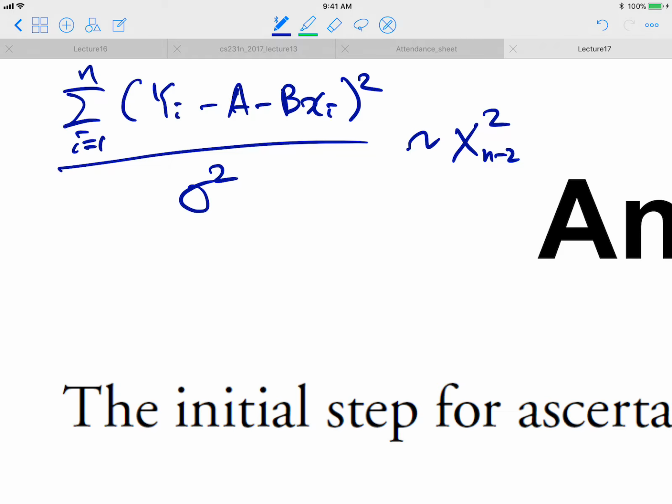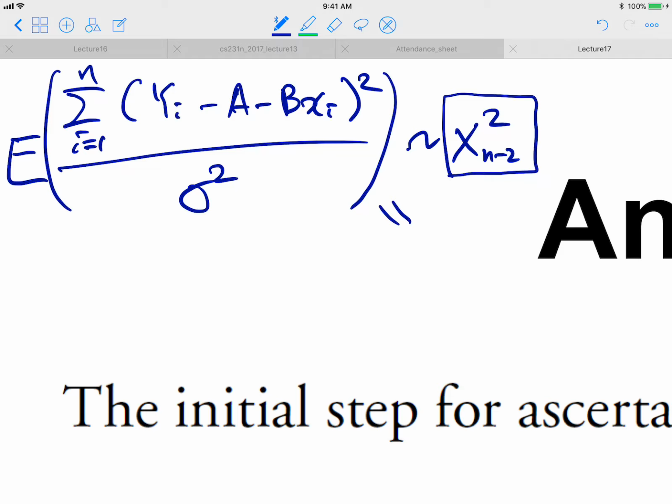Right? And then let's think about its expectation. So what is the expectation of it? In other words, what is the mean of this chi-square distribution with the degree of freedom of n-2? It is n-2, right? What was the variance then? The variance was 2 times n-2, right? Okay.